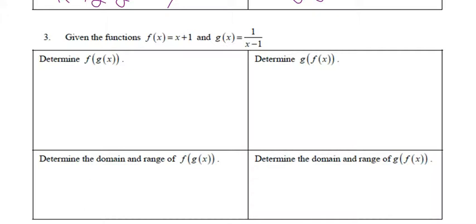Okay. Given the functions f of x and g of x, determine f of g of x. Okay, what are we going to do? We have to take g of x and add 1. Substitute g of x into x. So it's going to be g of x plus 1, which is 1 over x minus 1, plus 1, which is... oh, x.